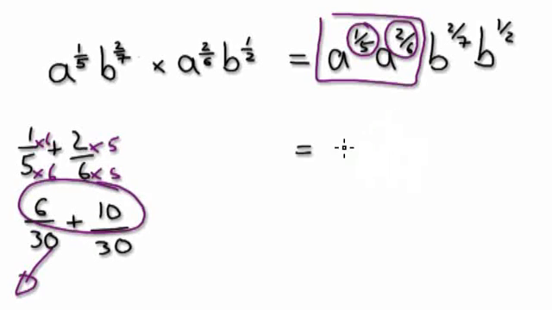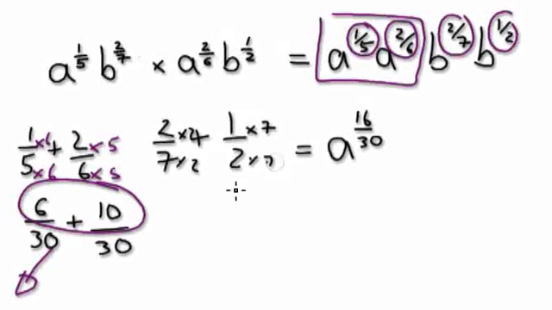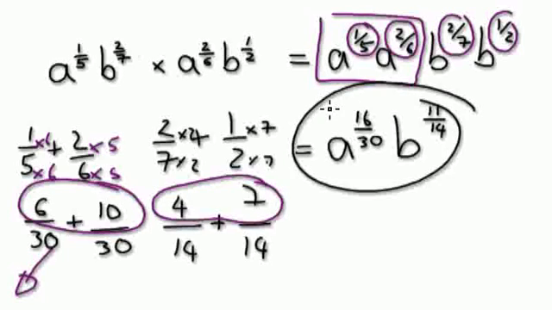Let's just merge these two. So that would be a to the power of 16 over 30. And do the same over here, so it's this plus this. That would be 2 over 7 plus a half. Let's times top and bottom here by 2, and over here times top and bottom by 7. So this will be 4 over 14 plus 7 over 14. Now the two denominators are the same, so let's just merge the two. So here it will be b to the power of 11 over 14. So this will be your final answer.